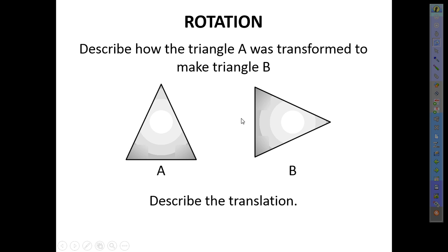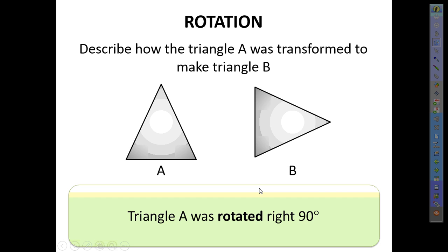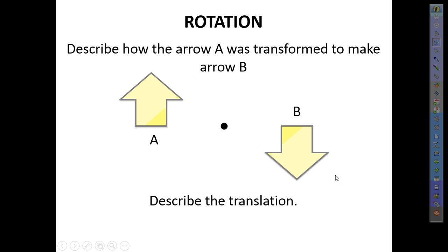So, looking at this particular picture, describe how triangle A was transformed to make triangle B. Was it a translation? Did it slide? Nope. It rotated 90 degrees. And it did rotate to the right, because notice its point here, instead of being at the top, is now over here on the right side. So it went 90 degrees to the right instead of 90 degrees to the left. But it was a quarter turn.